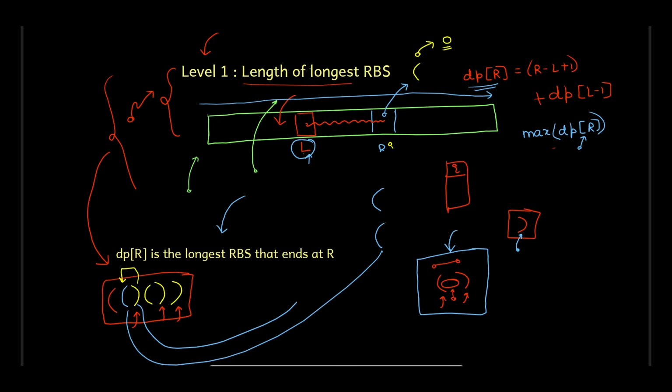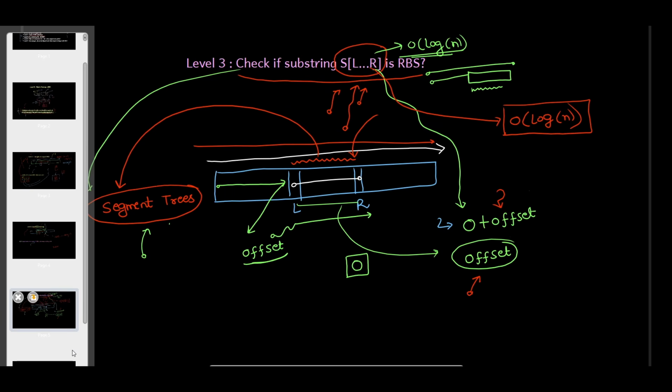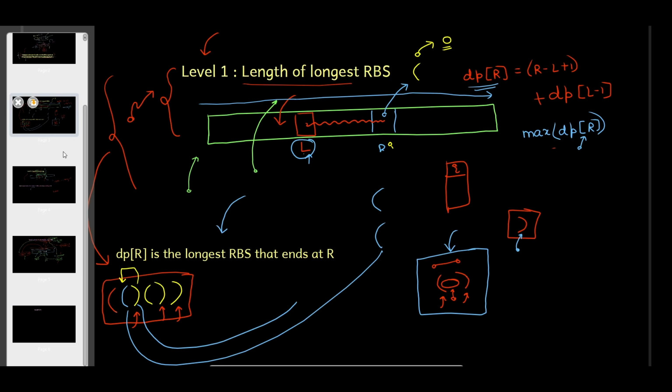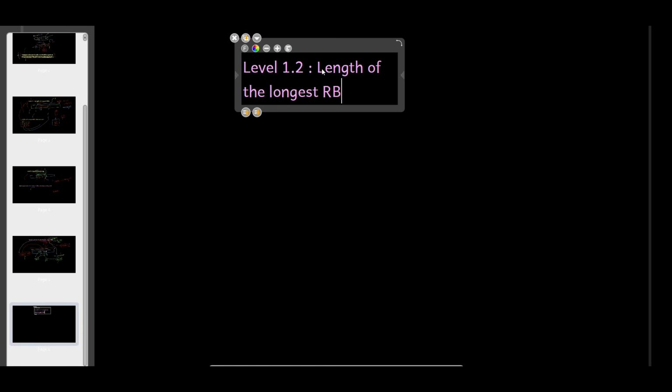So we want to revisit this part. We want level 1.2, because level 1.1 was the length of the longest RBS. So level 1.2 would again be the length of the longest RBS, the fancy way.